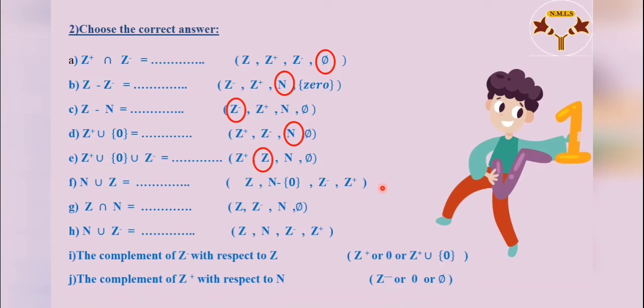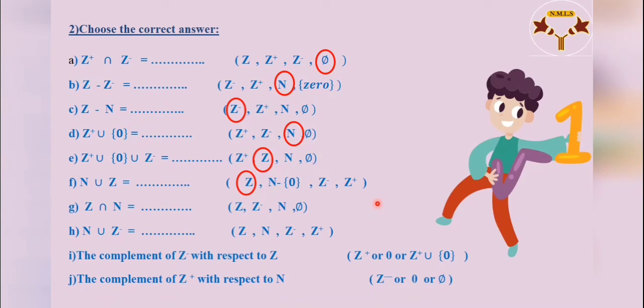Number F, N union Z. I know that N is a subset of Z. N is inside Z. So the union between them is Z.